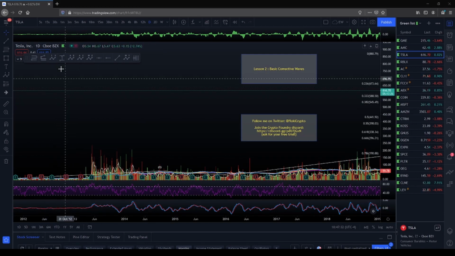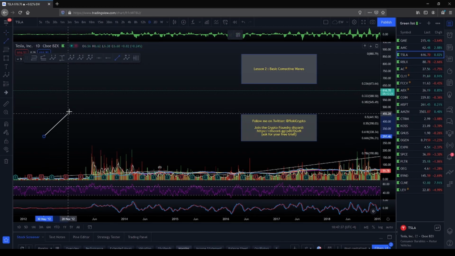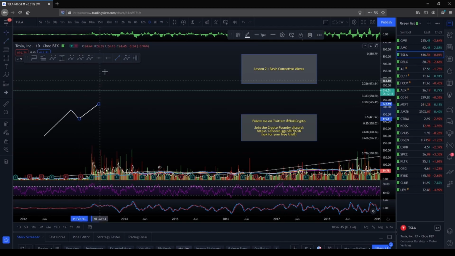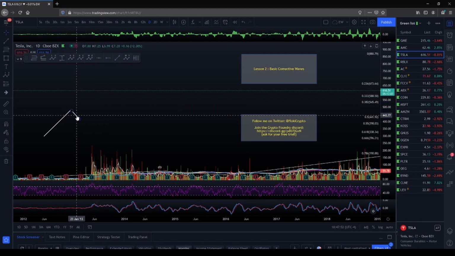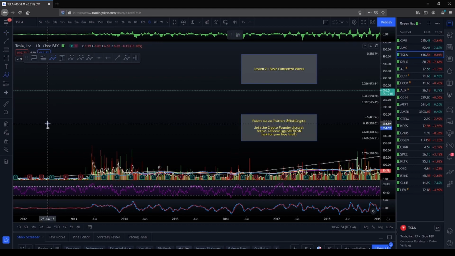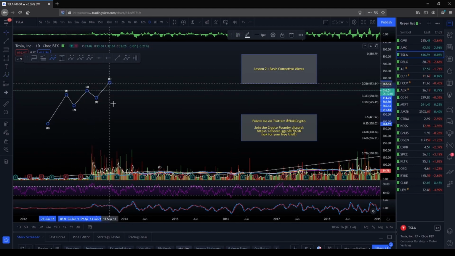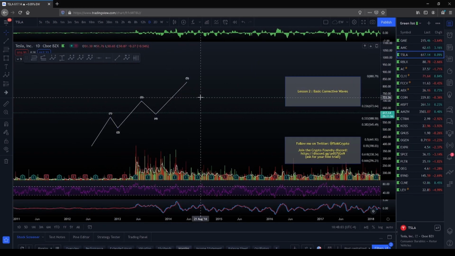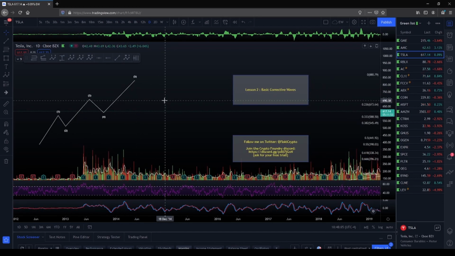So normally with Elliott wave, we will see 5 waves up or down. Actually, why am I doing this? Let's do something else here. Much easier like this. This is an impulse wave, normally followed by a correction.